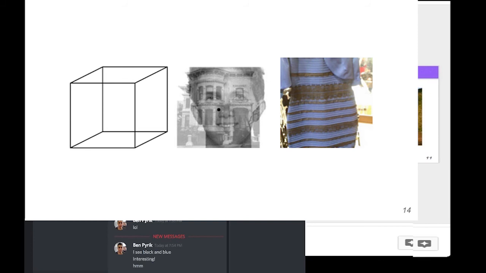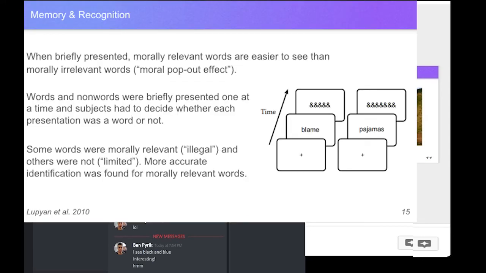So the next pitfall that Firestone and Scholl talk about relates to memory and recognition. In one study, subjects were briefly presented with morally relevant or morally irrelevant words. So for instance, a relevant word might be illegal, an irrelevant word might be limited. Subjects were presented with these words one at a time in a rapid sequence, and had to say whether they were presented with a word or a non-word. So the words were presented quickly and then quickly masked. So it was difficult to do.